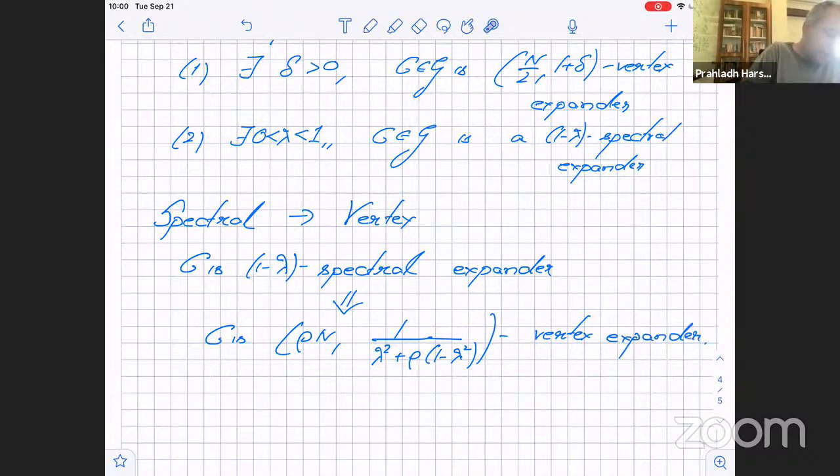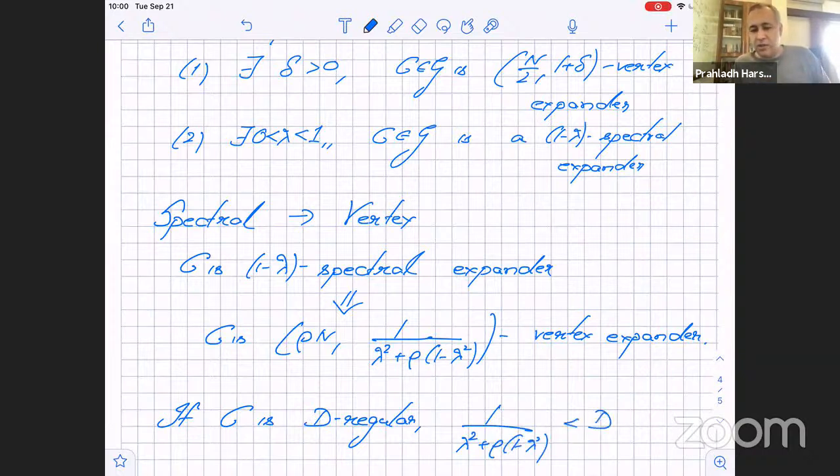Now let's stare at this one. We know that this quantity can never be larger than D. Let's focus our attention on D-regular graphs. So if G is D-regular, 1 by lambda square plus rho into 1 minus lambda square has to be less than D. It cannot be larger than D. The expansion can never be larger than D. In fact, we mentioned that it can't be larger than D minus 1 also in the first lecture on expansion.